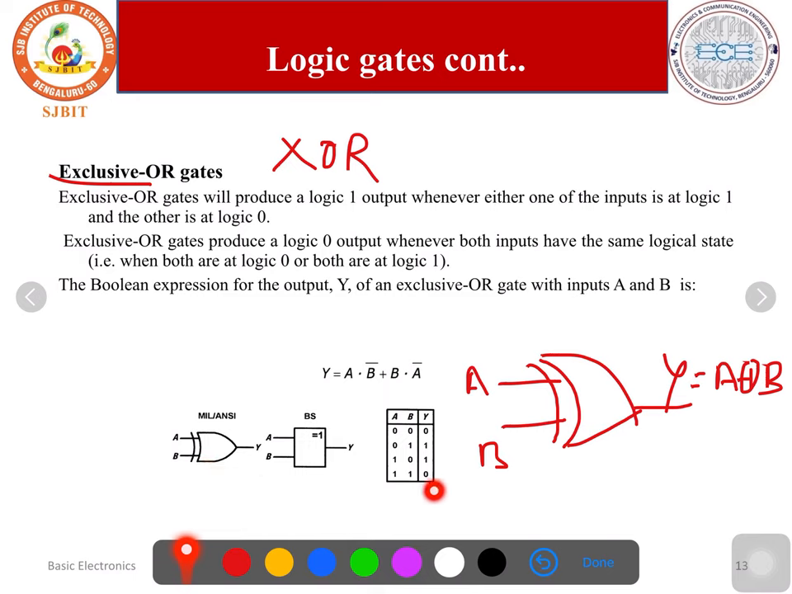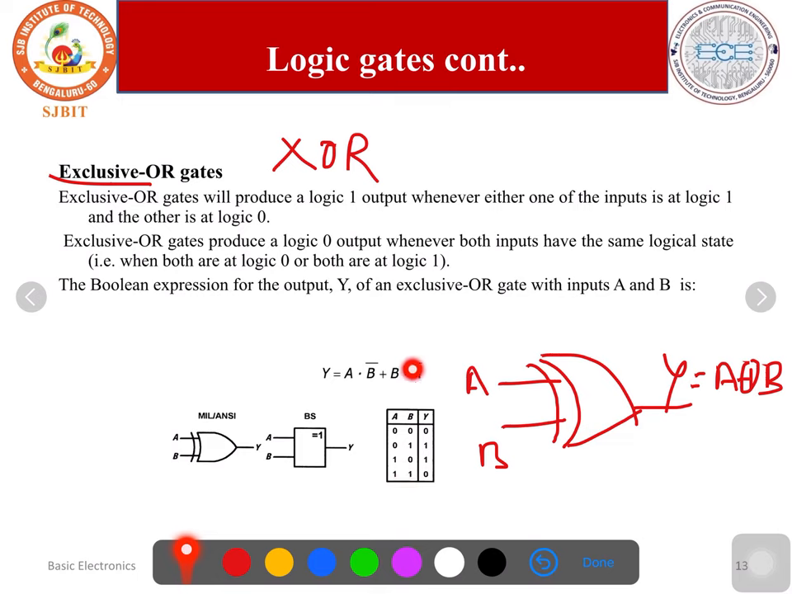Or you can use this XOR gate to find the dissimilar inputs. When there are similar inputs, the output is 0. 0 0, output is 0. Here 1 1, it is 0. Or you can find the odd parity because of the odd number of 1s. 0 1, here only one 1. 1 0, only one 1. 1 is odd, so the XOR gate can be used to find the odd parity.